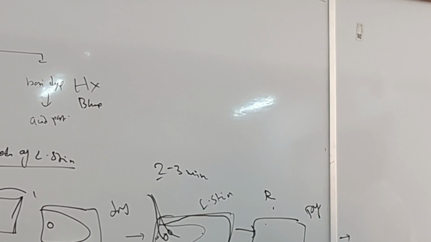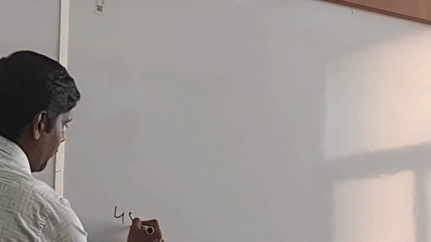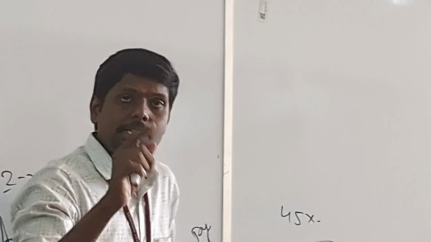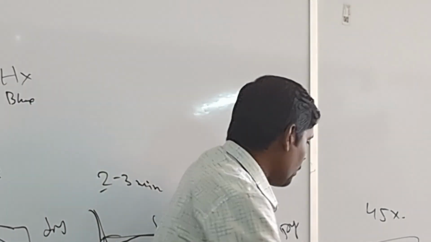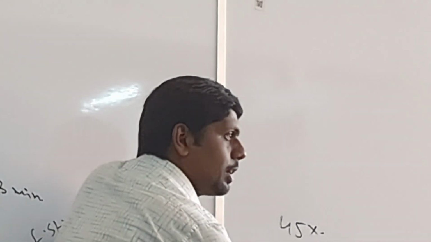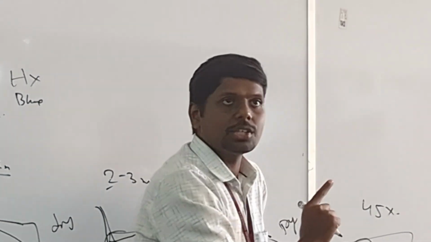Then after that, what will you do? Completely dry it. Then, microscopic observation. In the microscopy, first use 45x and identify where you can find the cells. Once you are seeing the cells, add a drop of cedar wood oil and go for microscopic examination.